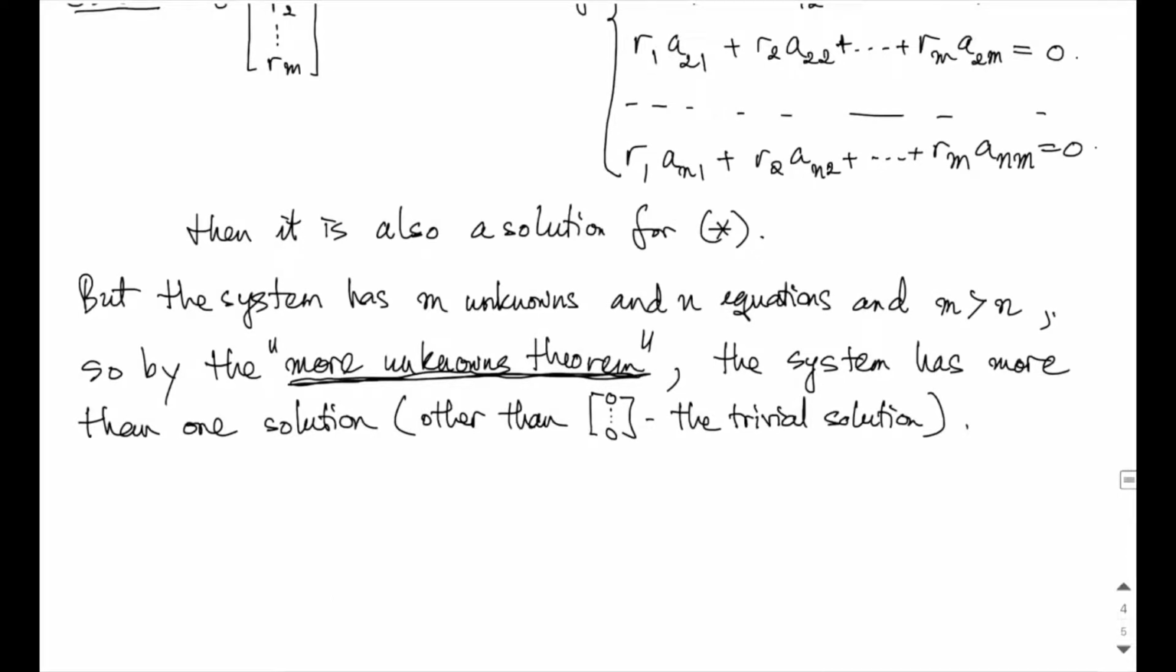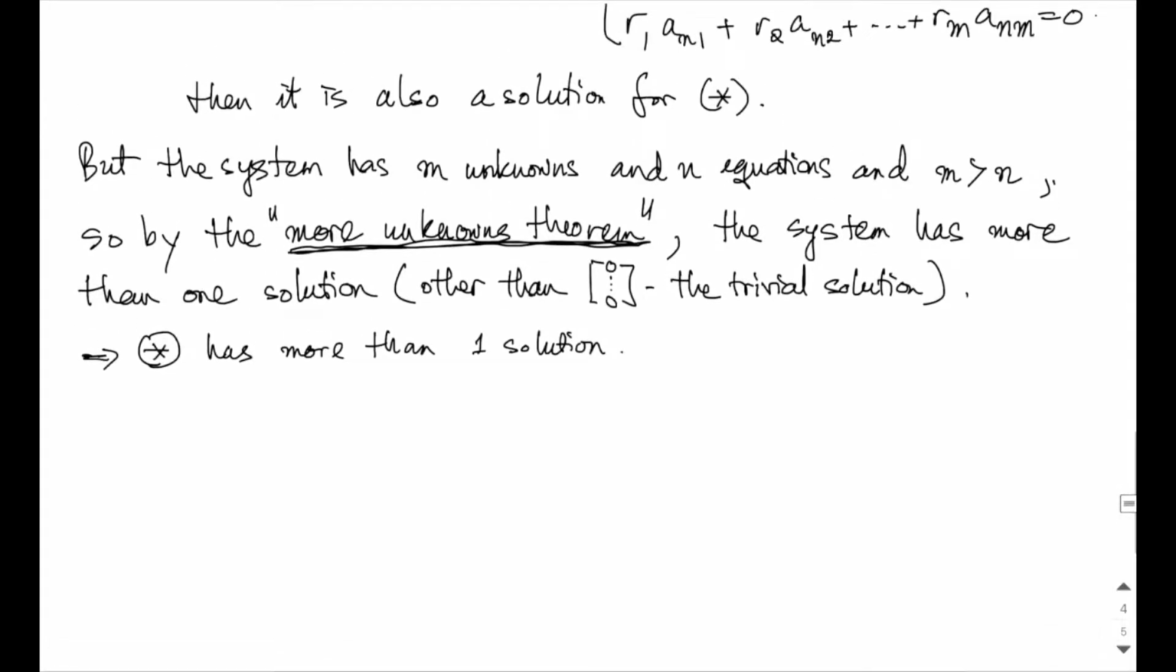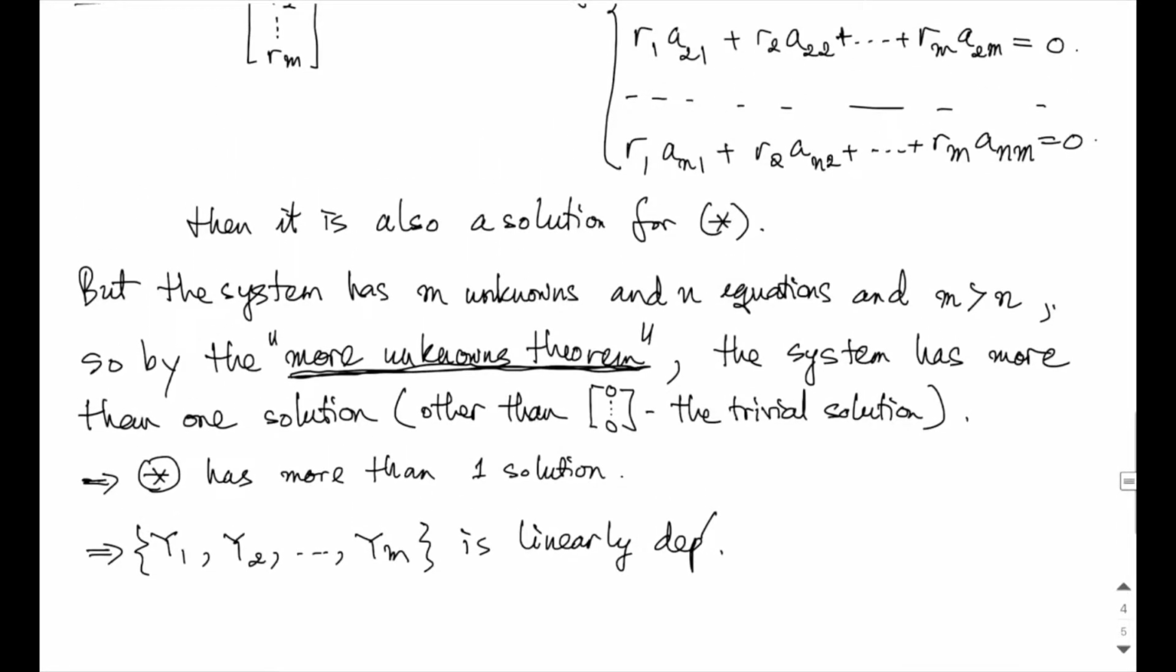So if it has more than one solution, it implies that star, the dependency equation for the y's, has more than one solution. If the dependency equation has more than one solution, it implies that y1, y2, yn is linearly dependent. And that finishes our proof for the dependency of y1, y2, and yn.